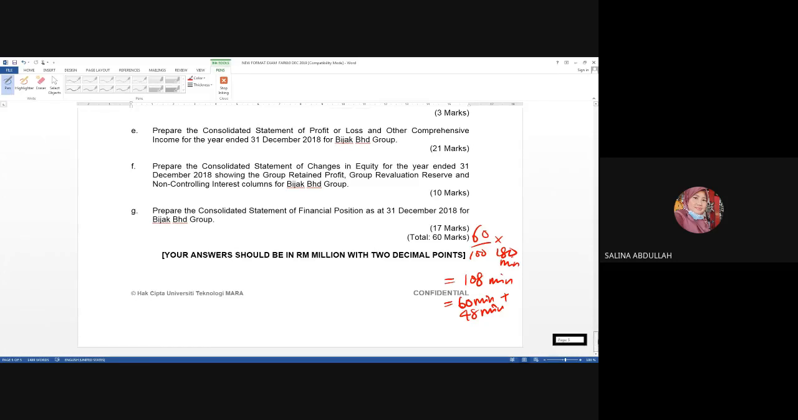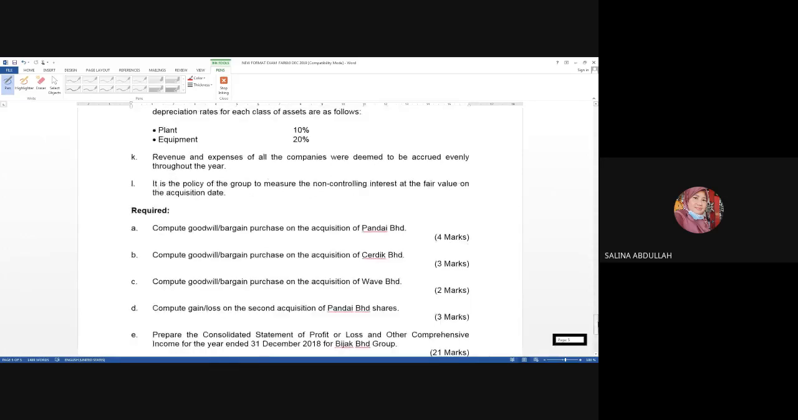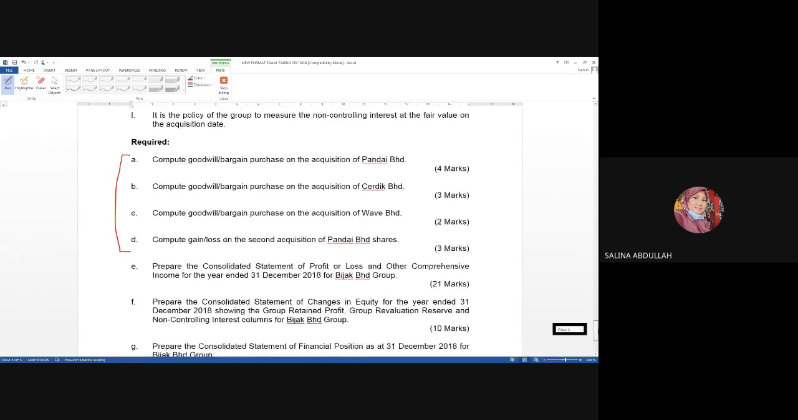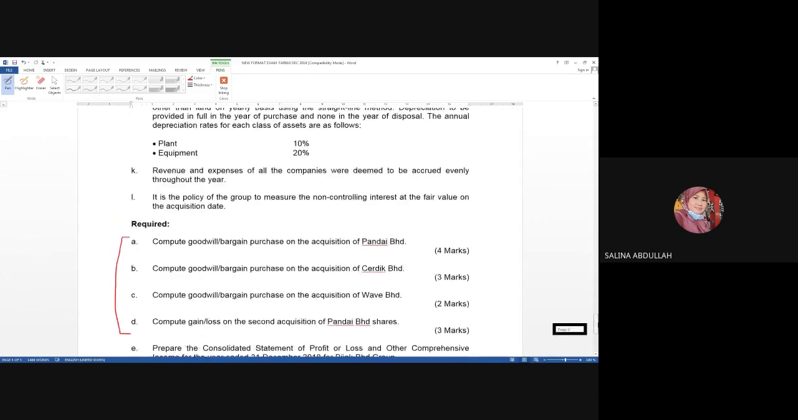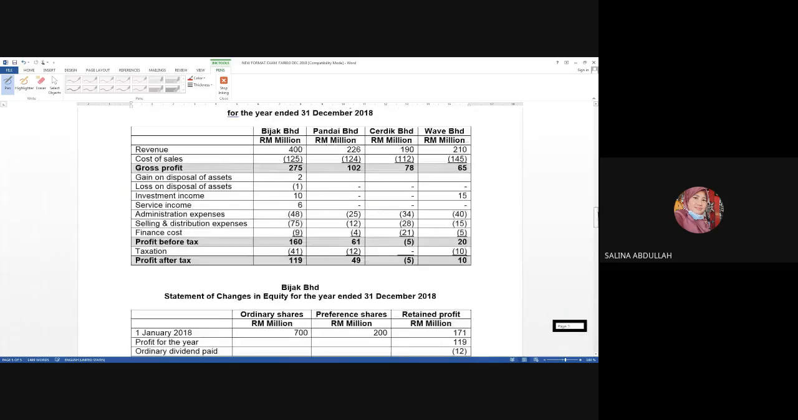So in the first part of this video, I will share with you, we will discuss the first 4 requirements. Compute goodwill on the purchase of Pandai, Cerdik and Wave. Can you see here the first 3 are the same? And then compute gain or loss on the second acquisition of Pandai. So you can see from the question that this is a step acquisition. There is an additional acquisition of Pandai Berhad. This is actually referring to the first page of the question.